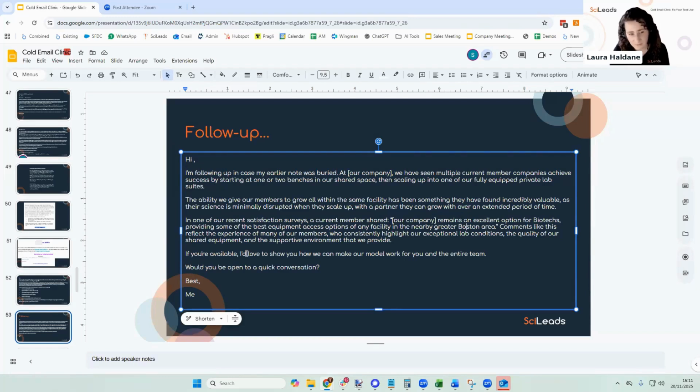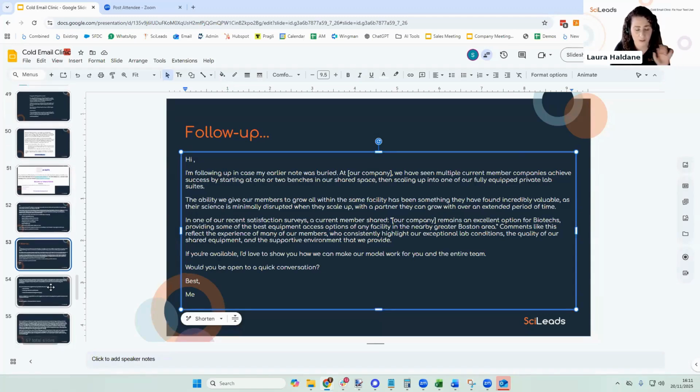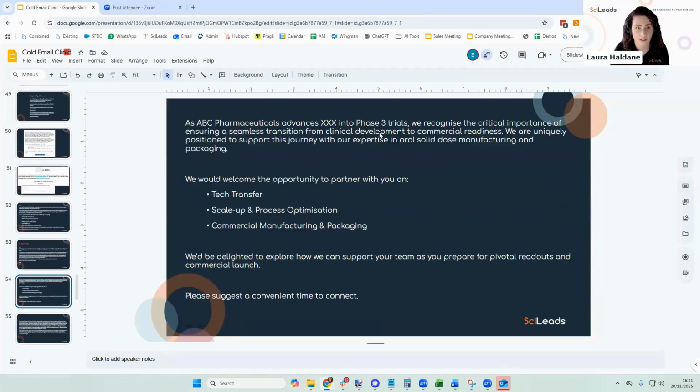"If you're available, I'd love to show you how we can make a model work for you and the entire team. Would you be open to a quick conversation?" Again, there's going to be just such a theme here. Now, I do love that it's a question mark, but again, it's "when suits for a conversation." "I know this would be useful for you." You will get more confident with this if you tailor your outreach to people that you know are relevant. So I think that's part of the problem maybe here, that we're not tailoring it to people that we definitely know are interested in digital PCR or whatever.